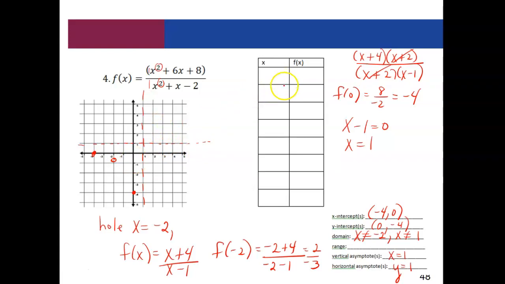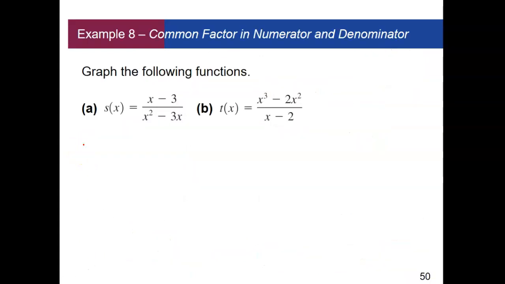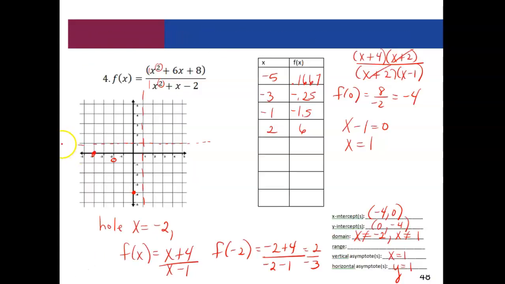From here, I'm just going to complete my graph. Okay, so I'm going to plot these points here. So -5 is going to go here. -3 is going to be somewhere here. -1 is going to be at -1.5. 2 is going to be up here at 6.